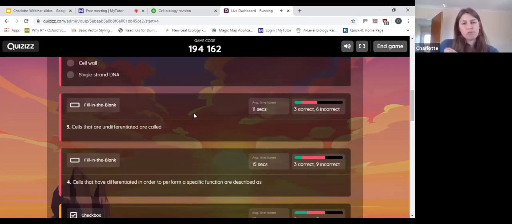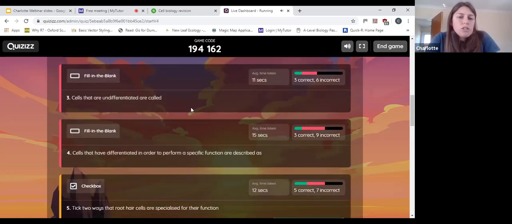Let's move on to question 3. So question 3 is a fill in the blank. Cells that are undifferentiated are called something. What do we call cells that are undifferentiated?